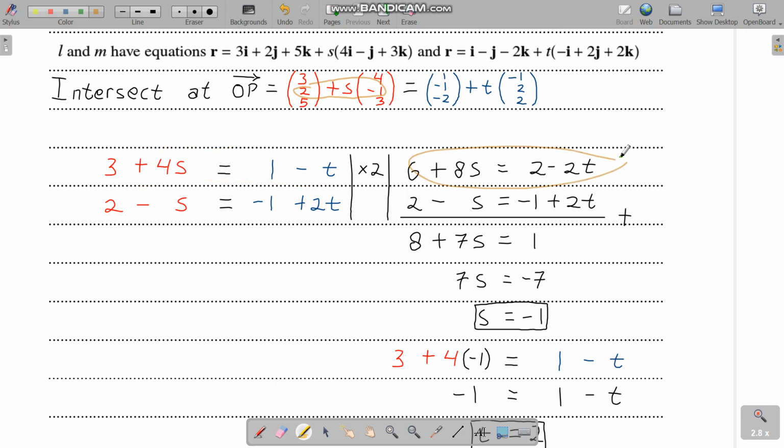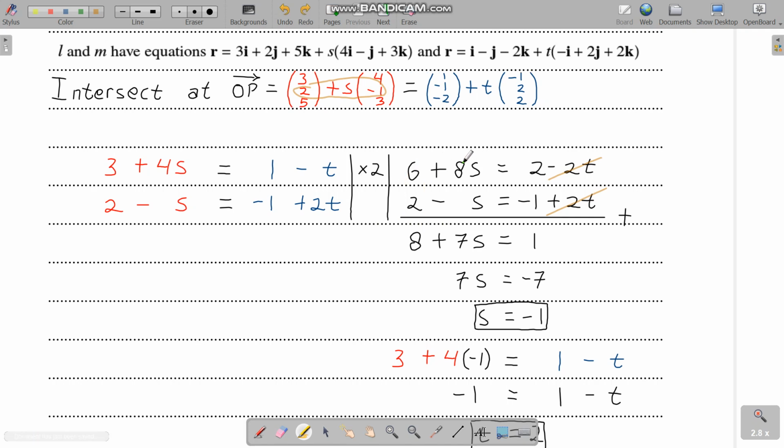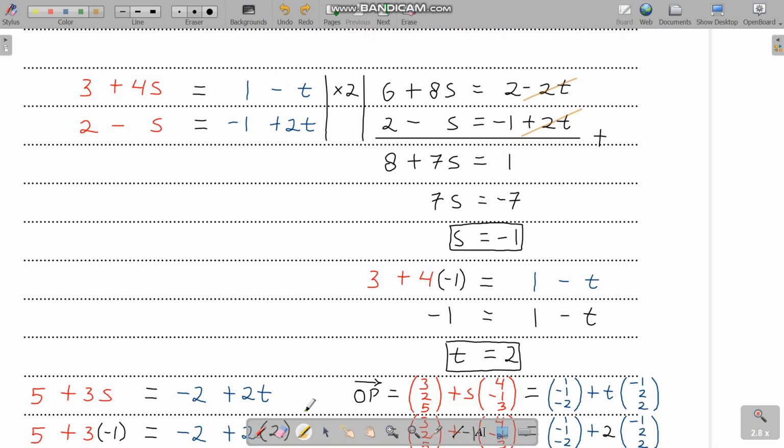We multiply all the numbers by 2, and because we have -2t and +2t, we cancel them out by adding. We add: we get 8 minus 7s, 8 minus 1 is 7, and 2 minus 1 is 1. From here we subtract 8 from both sides and divide both sides by 7, and we get the s value. To find the t value, we can use one of the equations. If we use the first equation, we replace s with -1, so this is -4, 3 minus 4 is -1, then we subtract 1 from both sides and divide by -1, so t is just 2.